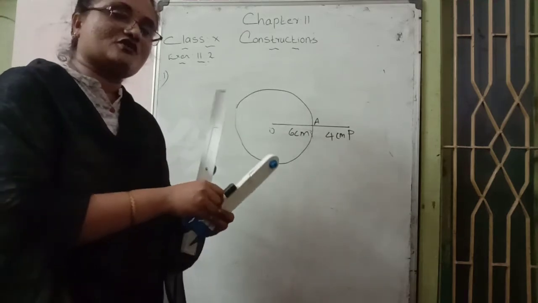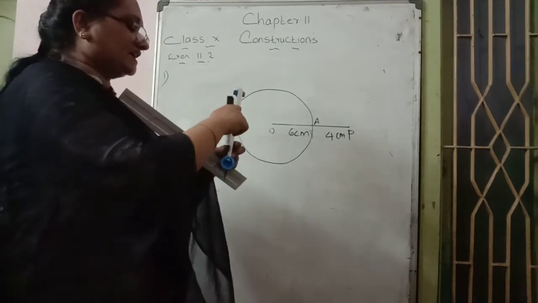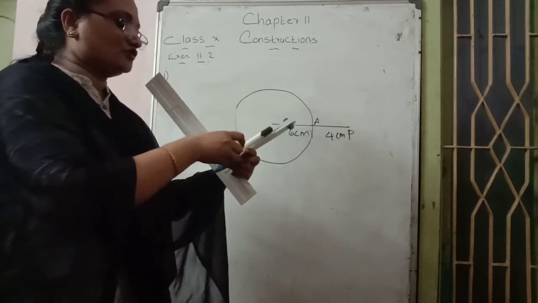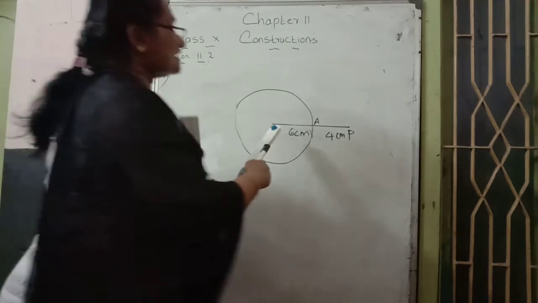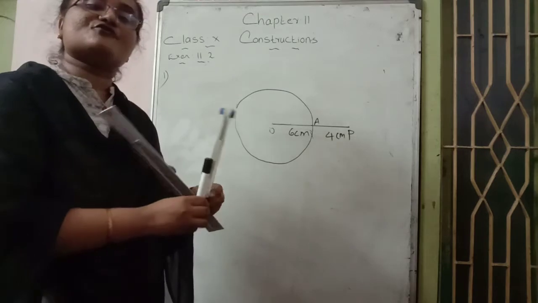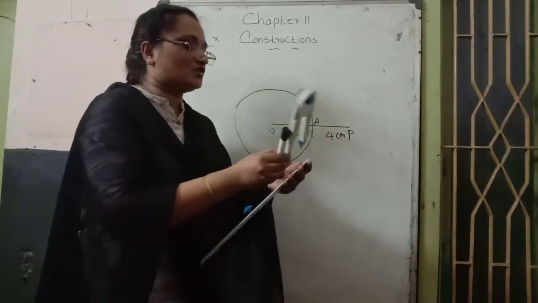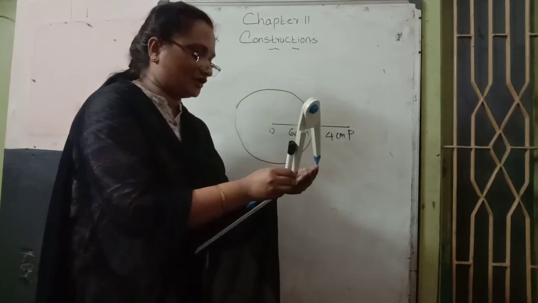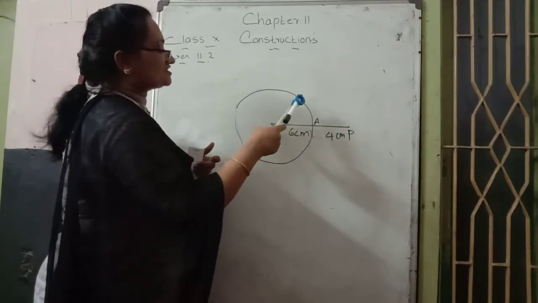What do we want to do? How to get a second circle? Draw the perpendicular bisector. How to draw the perpendicular bisector? More than half. Here the OP distance is how much? 10 centimeters. Half of 10 is how much? 5. Exactly 5 means arcs are not getting. That's why take 5.5 centimeters.